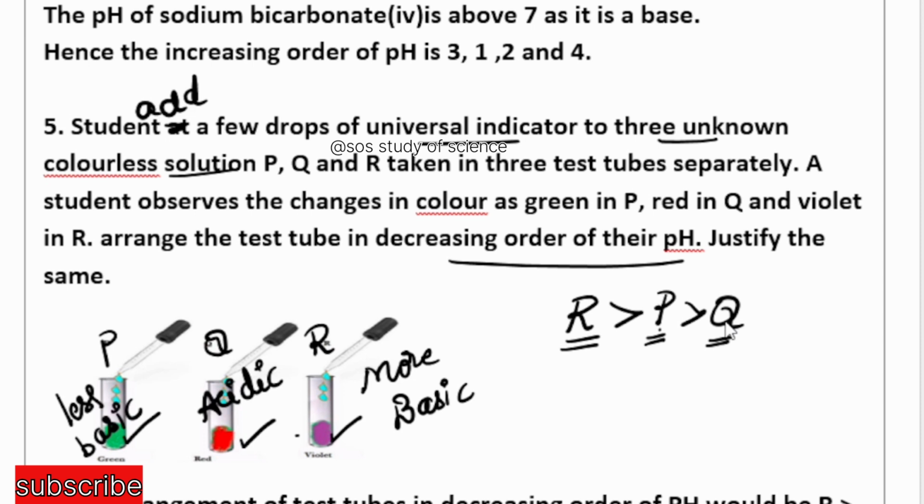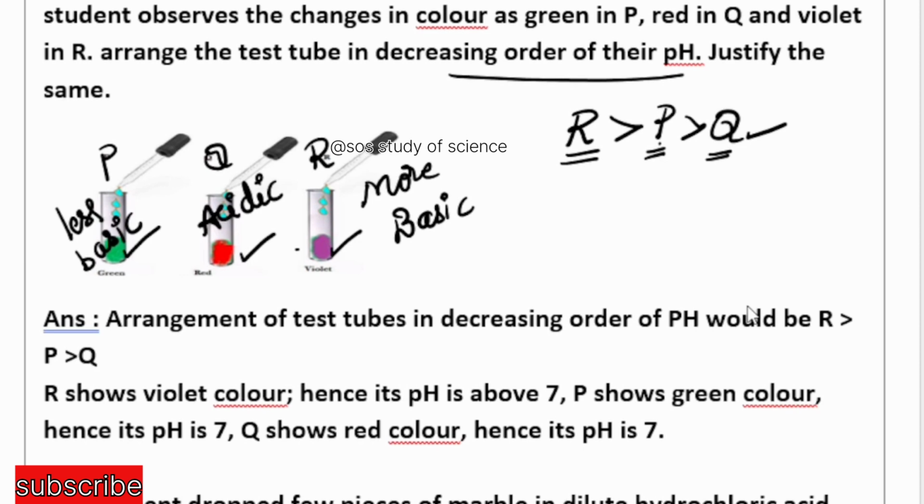Because Q is acidic. Okay, very easy, my dear students. You have to know, see, the answer is also mentioned here. R has a greater basic value compared to P and compared to Q.